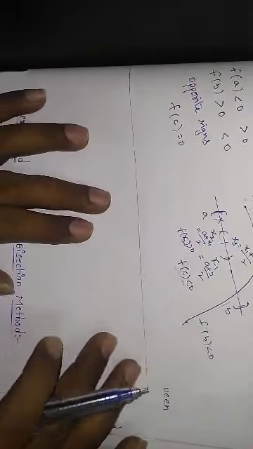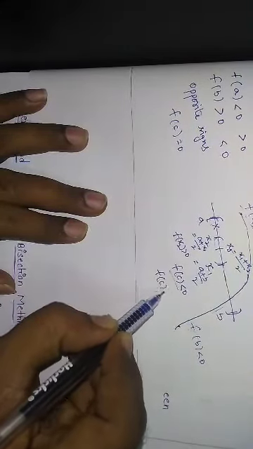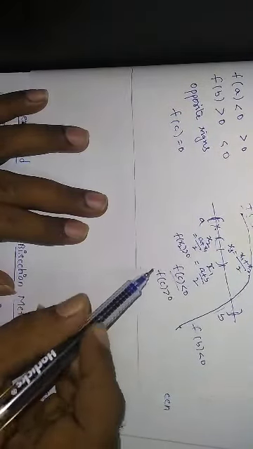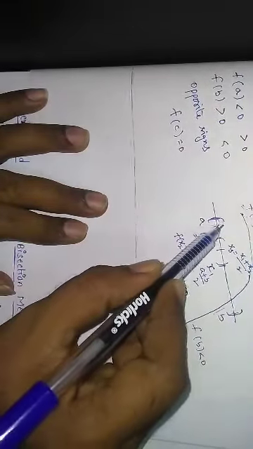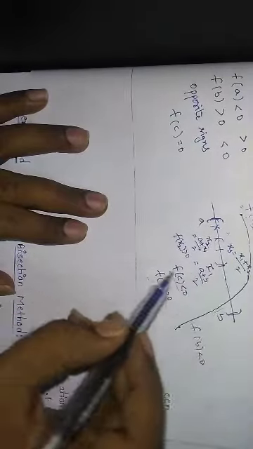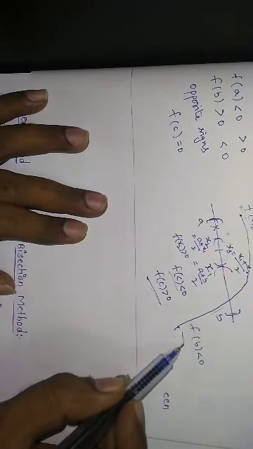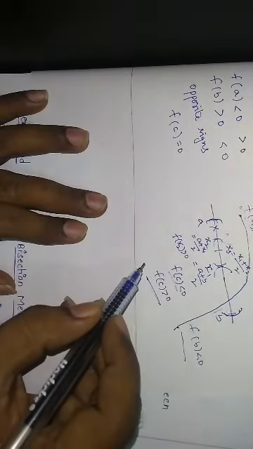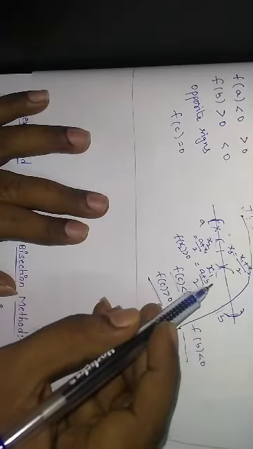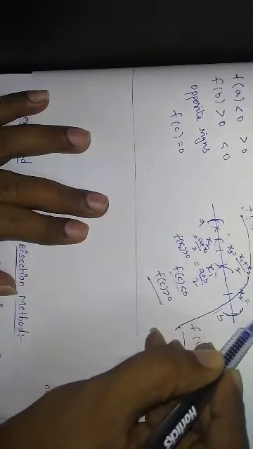If it is not the case, that means if f of c is positive and f of a is positive, then the root doesn't lie in between a and x1. The root lies in between x1 and b, since f of c is greater than 0 and f of b is less than 0. Since the root lies in between x1 and b, x2 is equal to (x1 plus b) by 2.